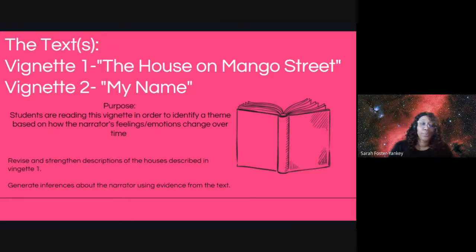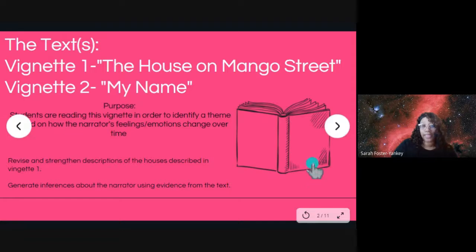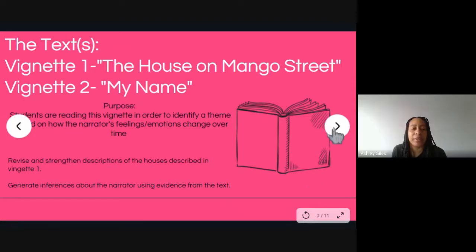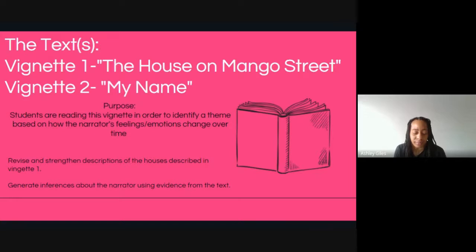What you'll see students doing in this lesson are revising and strengthening descriptions of the houses described in vignette 1, and they'll also generate some inferences about the narrator using evidence from the text. What's very important about this lesson is that it sets some foundations for all the lessons to come, just talking about inferencing, and each vignette is talking about characters. So this is a very important lesson to set a good foundation on making inferences and details and character descriptions. Yes, absolutely.